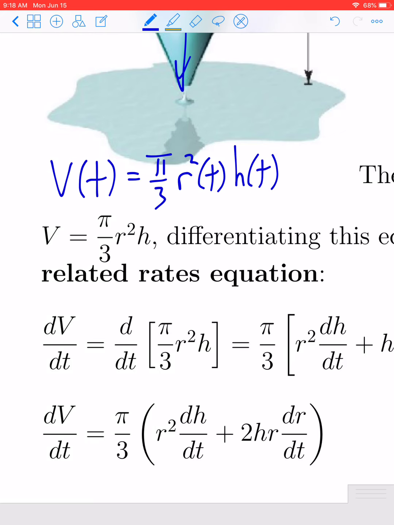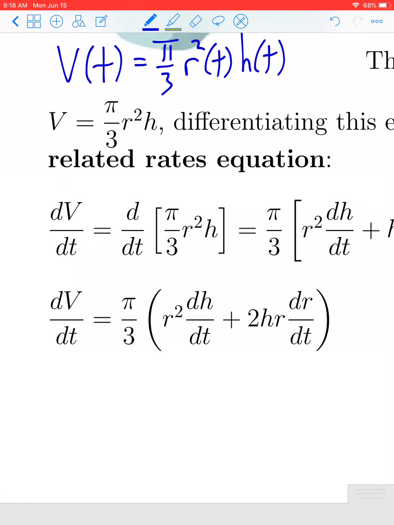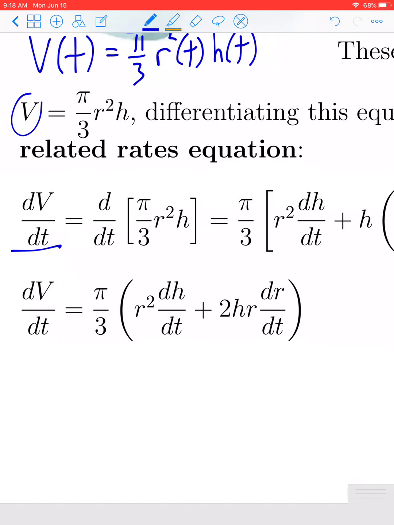Because of this, we can take the time derivative of both sides. So let's take the derivative of the left-hand side with respect to time, the derivative of V with respect to t, and we're going to call that dV/dt. Now on the right-hand side, to take the derivative of pi over 3 r squared h, you can keep the pi over 3 factored out, and it's going to be the derivative of r squared times h. This is a derivative with respect to time, and we know that both r and h are functions of time, so we're going to need to use the product rule on this.